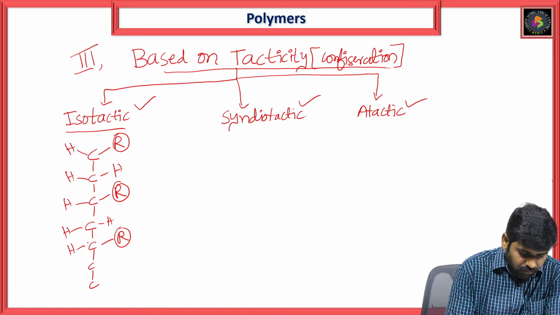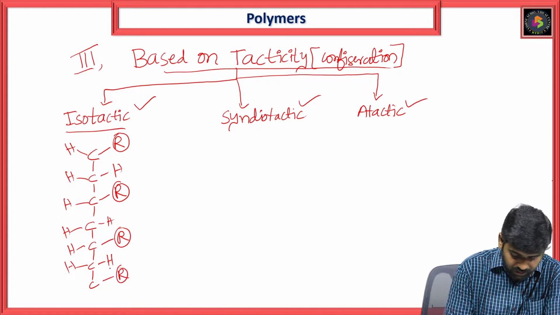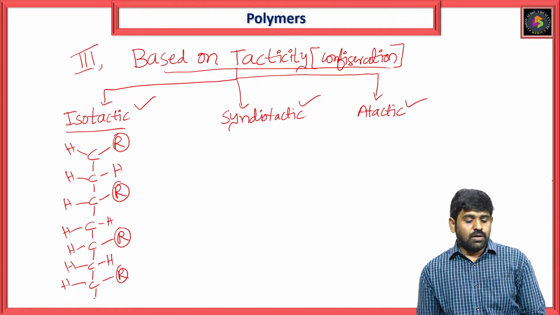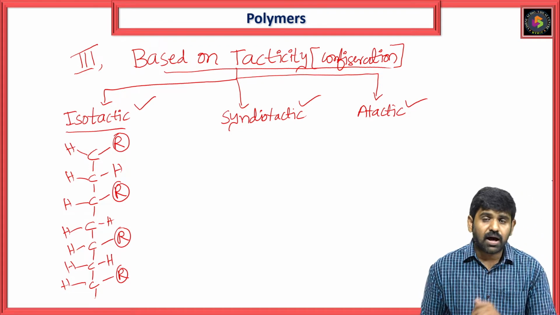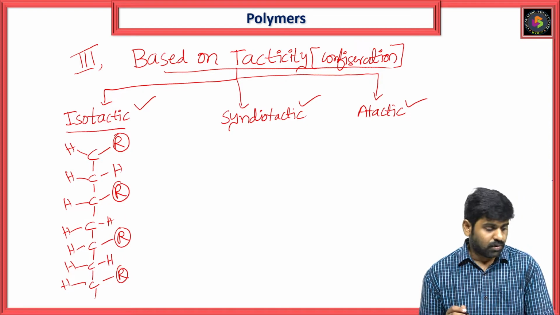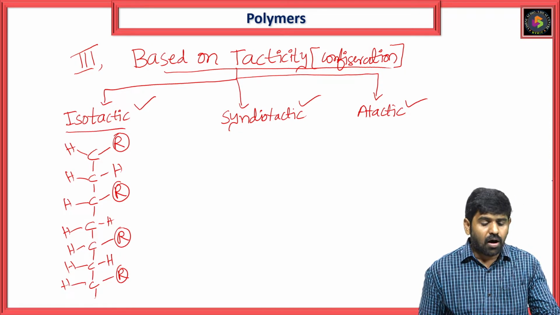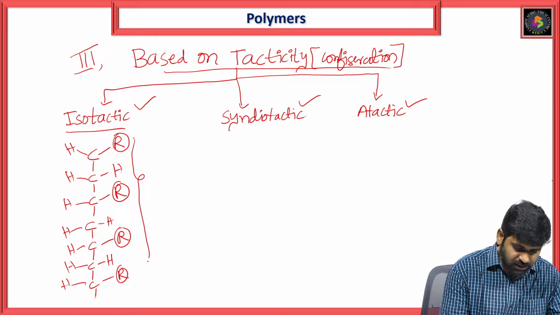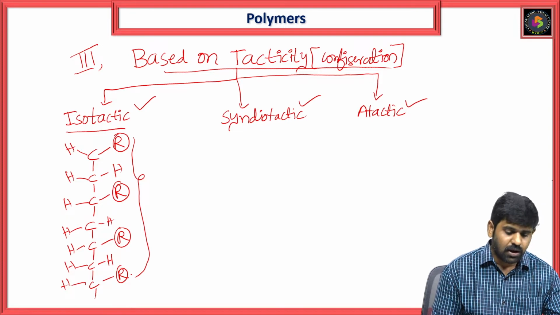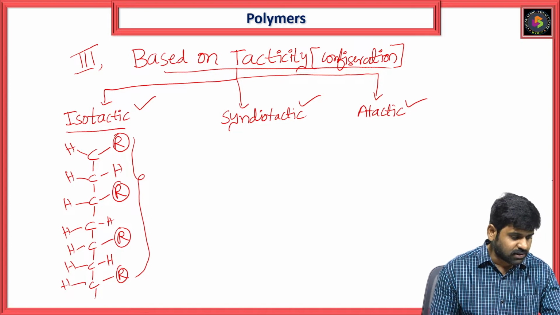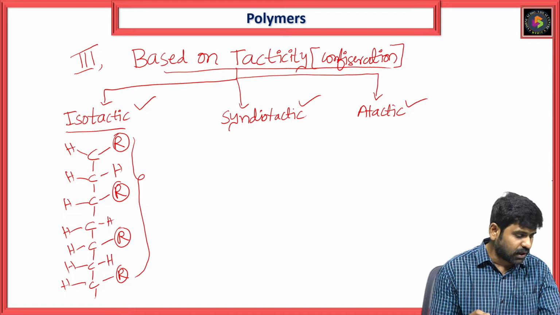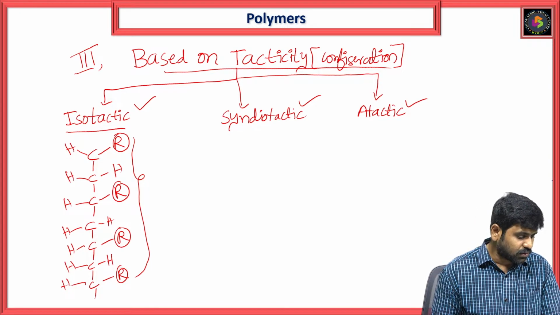Isotactic polymer. Yes, isotactic polymer. Okay, so here this is an isotactic polymer, where R stands for what? Functional group. So in an isotactic polymer, all the functional groups are arranged on the same side of the polymeric chain. If all the functional groups are arranged on the same side of the polymeric chain, then the polymer is called what? Isotactic polymer, right?